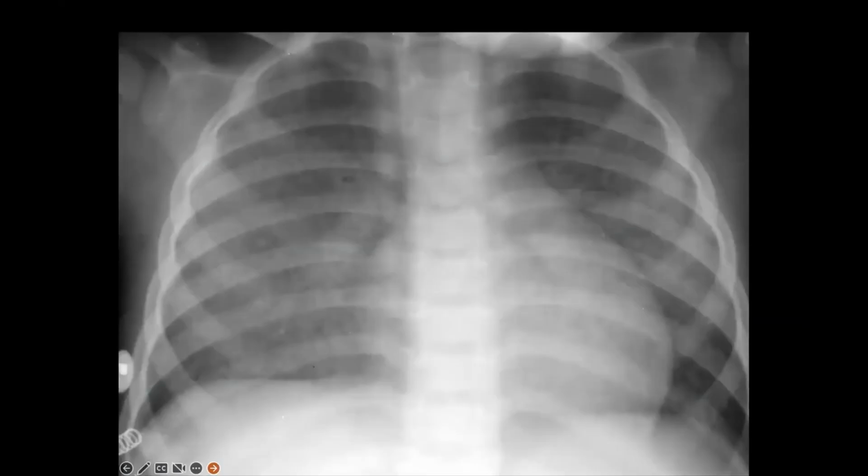Sometimes it's so diffuse and so homogeneous that it almost looks like pulmonary edema. And this looks like airspace disease, but it's actually numerous miliary nodules throughout the lungs.